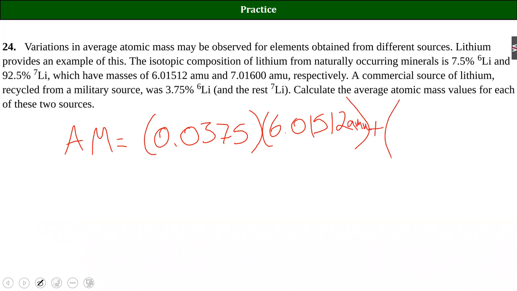And how do we know what to put for the abundance for lithium 7? What does that give us? How do we know what number to plug in? What do we know about percentages? This total has to equal 100%, right? Or in fractions, these weights have to add up to 1. So if you're not given a percentage for the other one, 1 minus 0.0375 has to be the amount that we have for lithium 7. So it ends up being 0.9625.